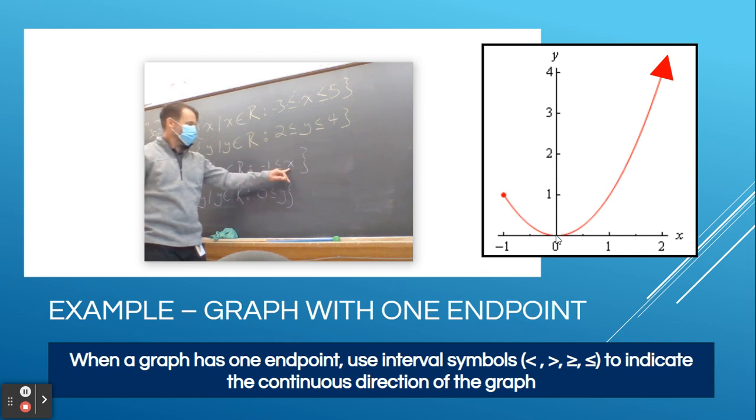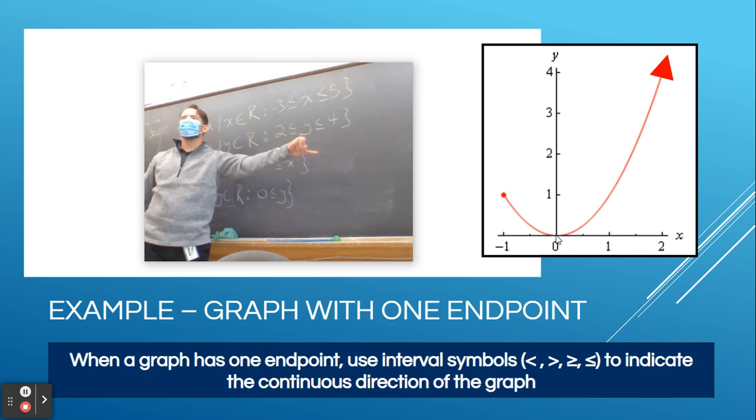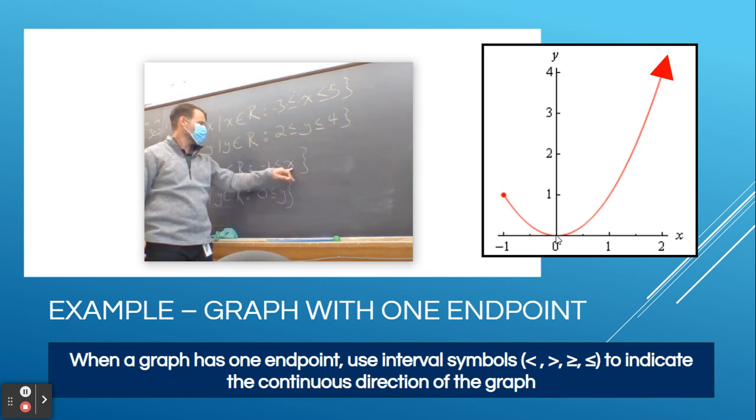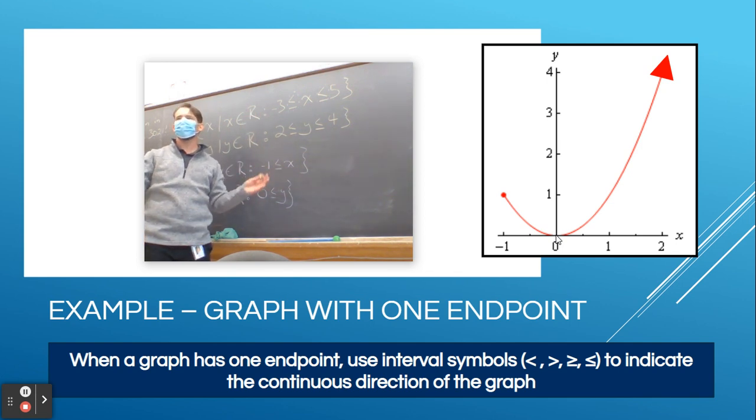Notice that these don't have an upper limit. We just don't need to write that. It just goes on. This says -1 is less than or equal to x, or x is greater than or equal to -1. We could write it the opposite way as well.